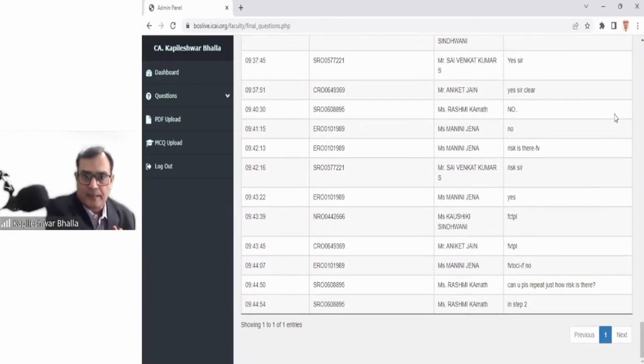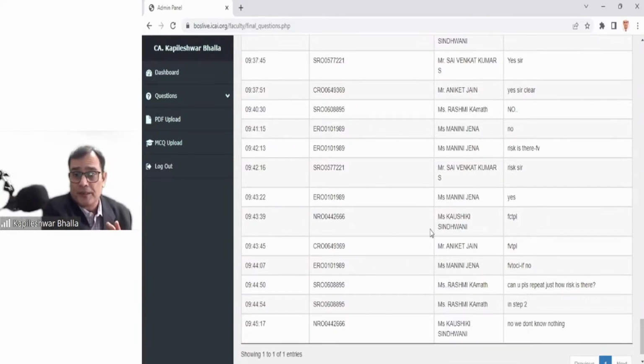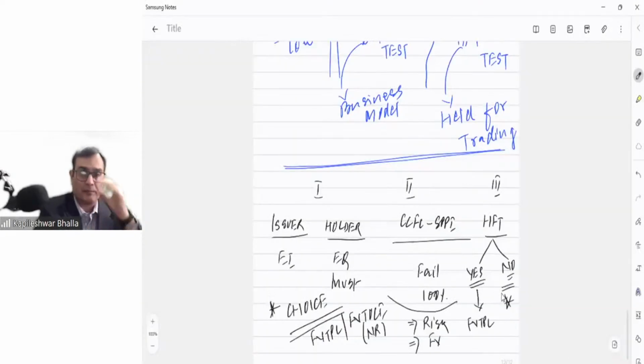Okay, I'll just put that in step number 2 once again to you. And I think Koshki tells me, no, we don't know anything. Okay, not a problem. We'll give you the background. So let me first answer Rashmi. In step number 2, we are looking at CCFC. Are the contractual cash flows which you are going to get comprising of principal and interest or not?